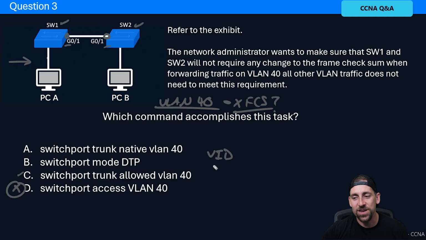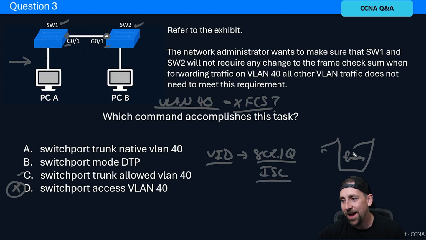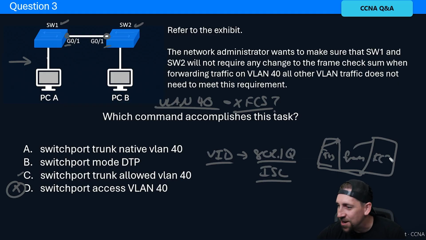And when you tag a VLAN ID on a frame, what do you do? You add a tag, something like an 802.1Q tag or an Inter-Switch Link tag. When you add a tag like this, what happens when you add a tag to a frame? Frame, and then another tag. What happens when you add this? It changes the configuration of that frame, and that means that you have to change the frame checksum at the end. Now this is starting to make sense.